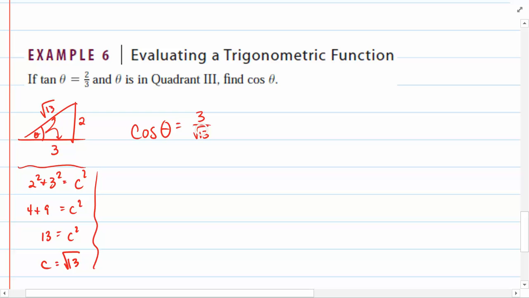But we're not done yet because there's an extra piece of information that we have to consider. We know that this cosine of theta must exist in quadrant 3. Theta must exist in quadrant 3. So because of that, we have to recognize where cosine is positive and where it's negative.